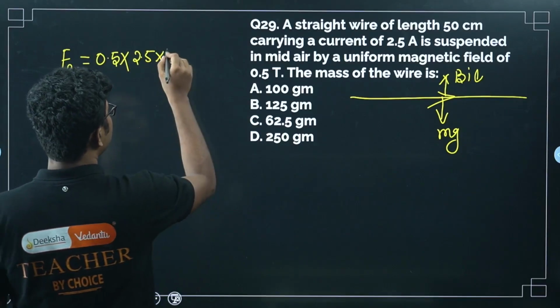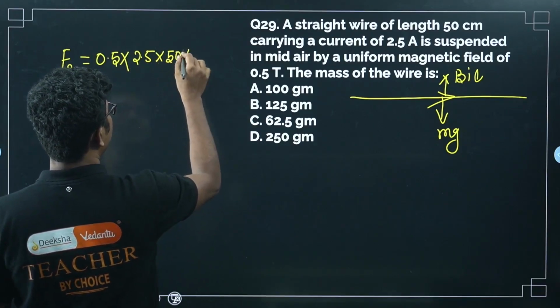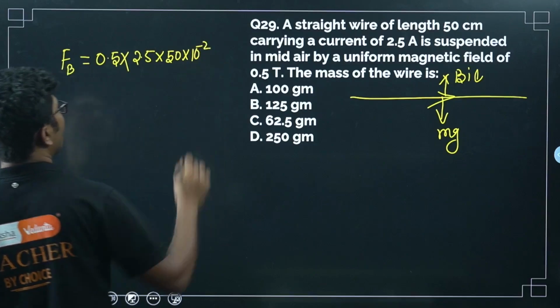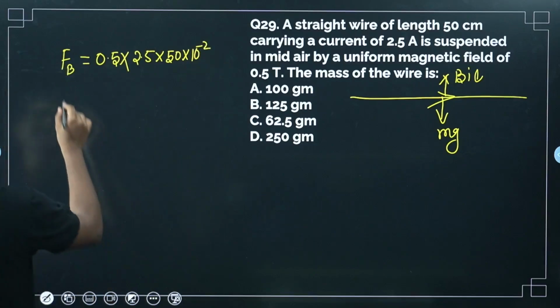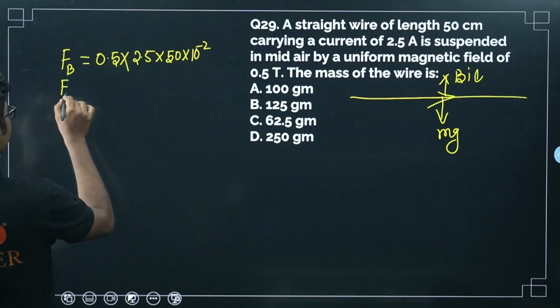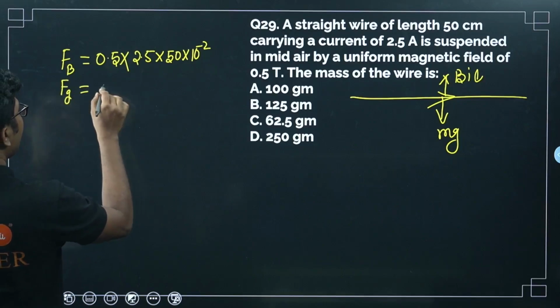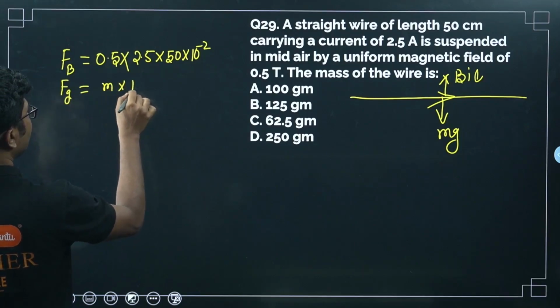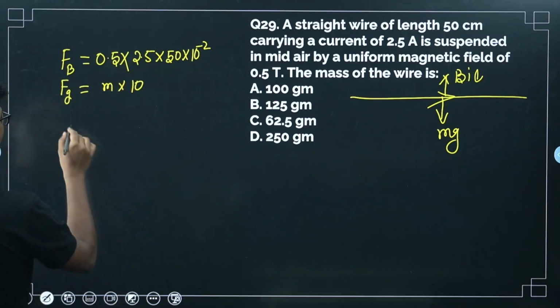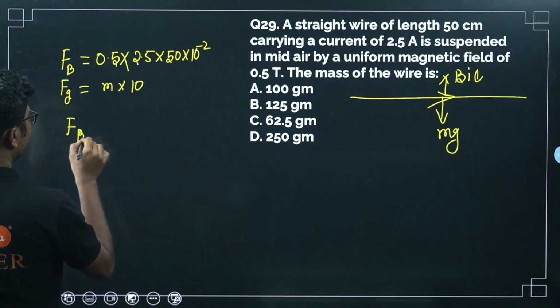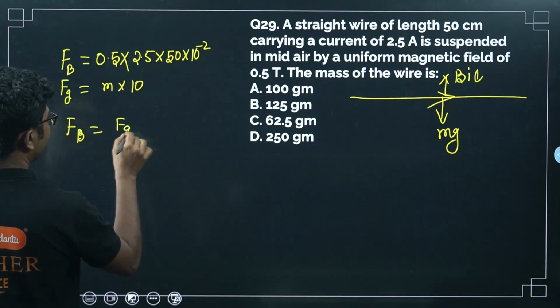Length is given as 50 centimeter. 50 centimeter means 50 times 10 to the power of minus 2 meter. Okay, this is the magnetic force. What is the gravitational force? Okay, m times g. This is the gravitational force. Now we know that this force should be equal to the gravitational force.